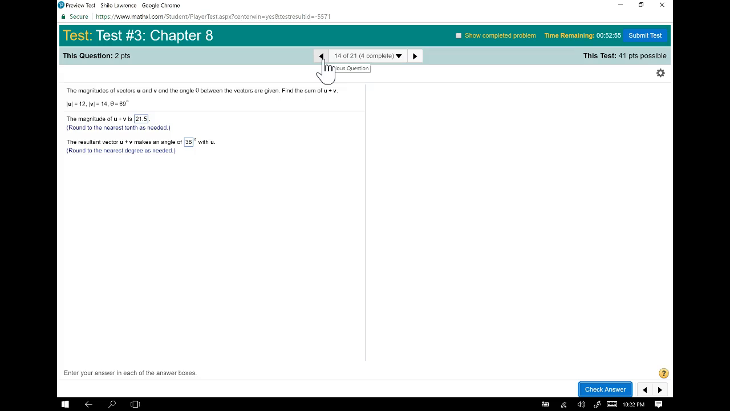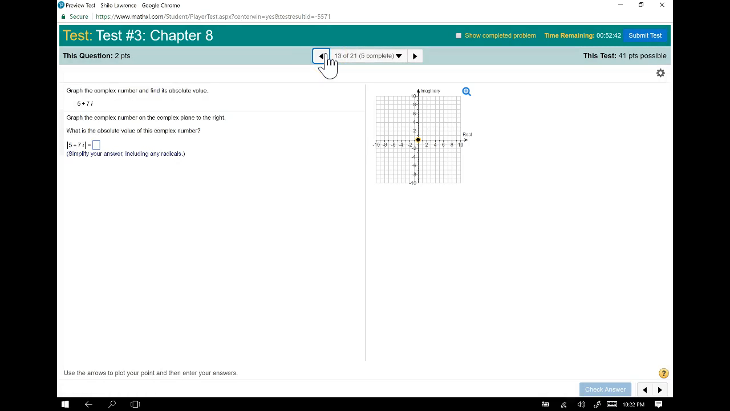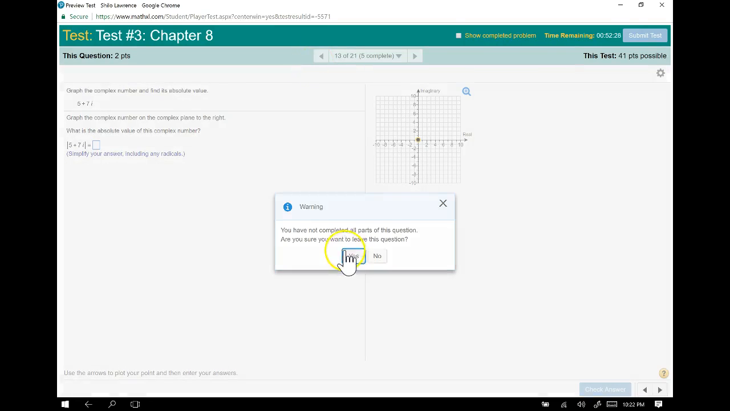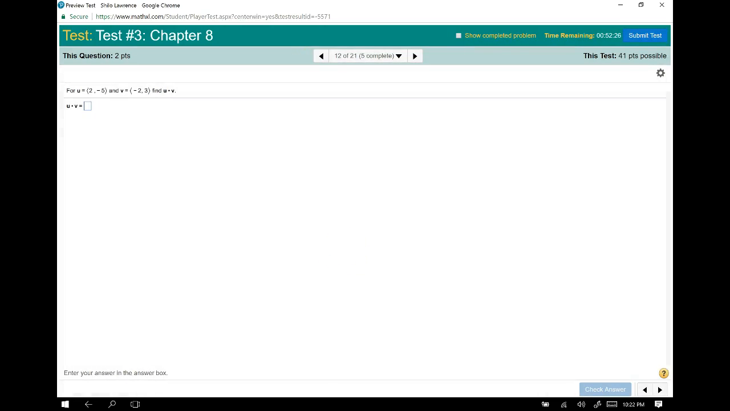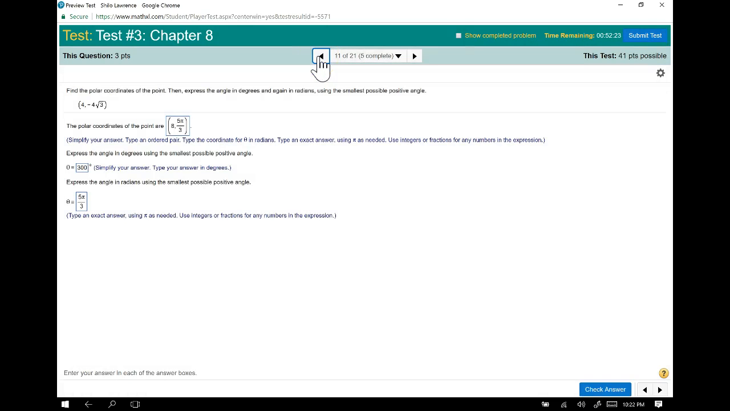This is literally like a copy of the test. All of your numbers are going to be different, but these are also the same problems from the homework. There's a few problems with complex numbers. As long as you know how to switch back and forth between the trigonometric notation and the standard notation, those bars mean we just want the R value, which is the distance from the origin. The dot product is just that formula. Polar coordinates, going back and forth between rectangular coordinates and polar coordinates.